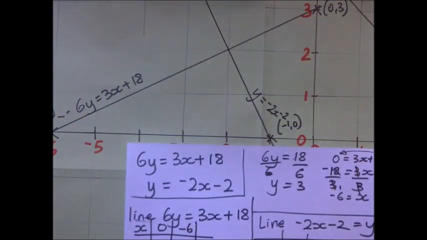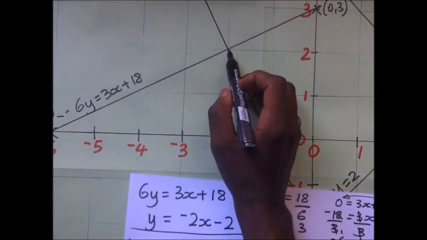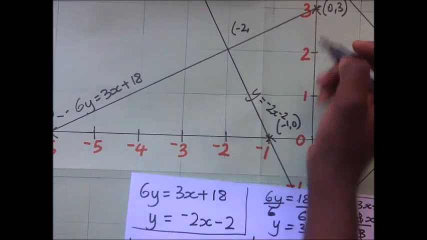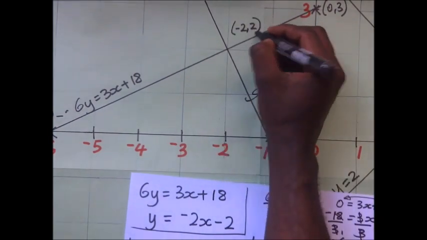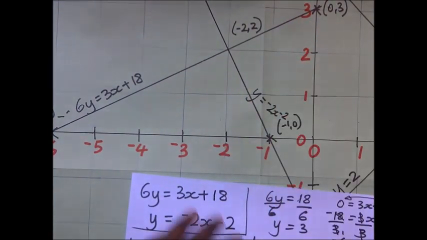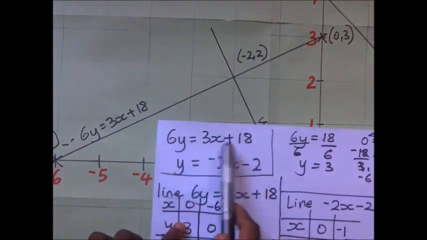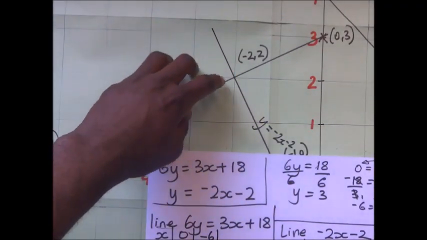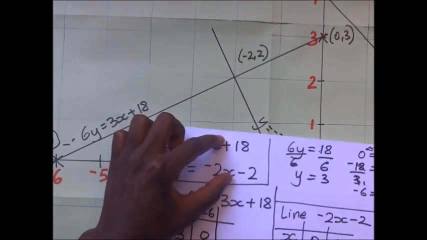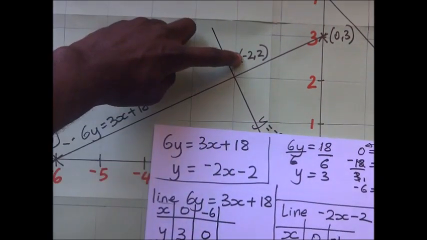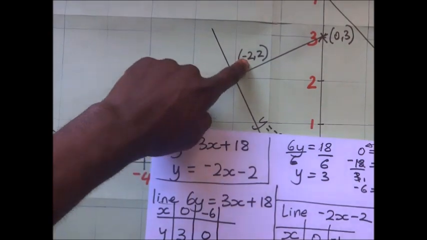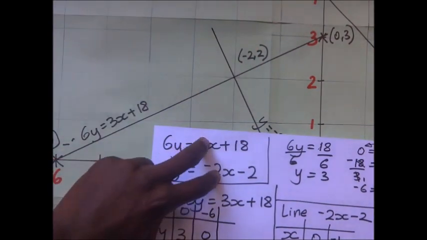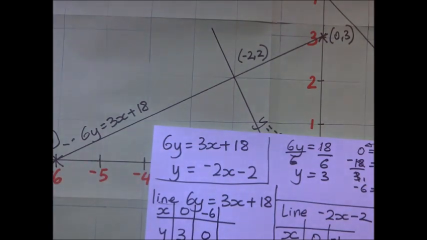So these two meet at this point, and what are the coordinates of that point? The coordinate of that point is (negative 2, 2). Since these two lines of these two equations meet at that point (negative 2, 2), it means that as far as this simultaneous equation is concerned, the value of x here is negative 2, and the value of y here is 2, and that's the solution to the variables in this simultaneous equation.